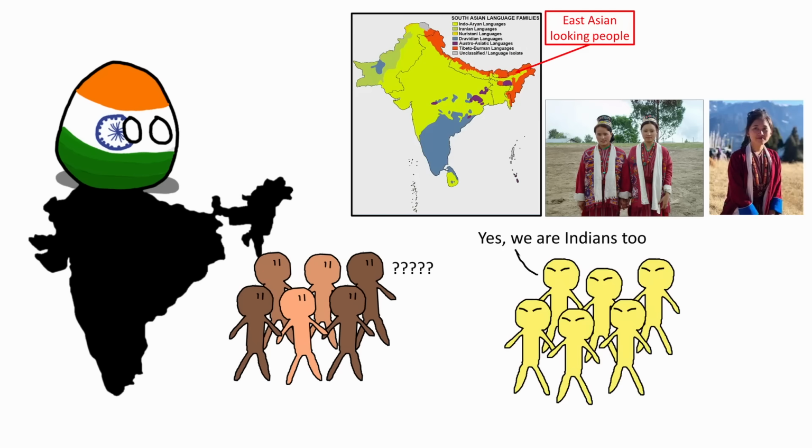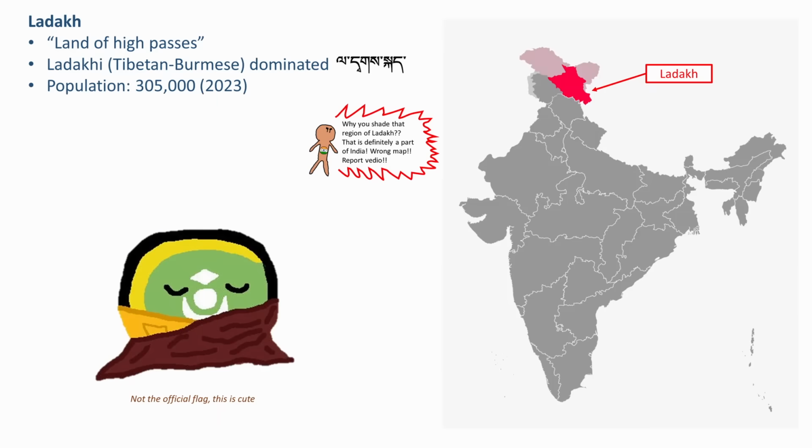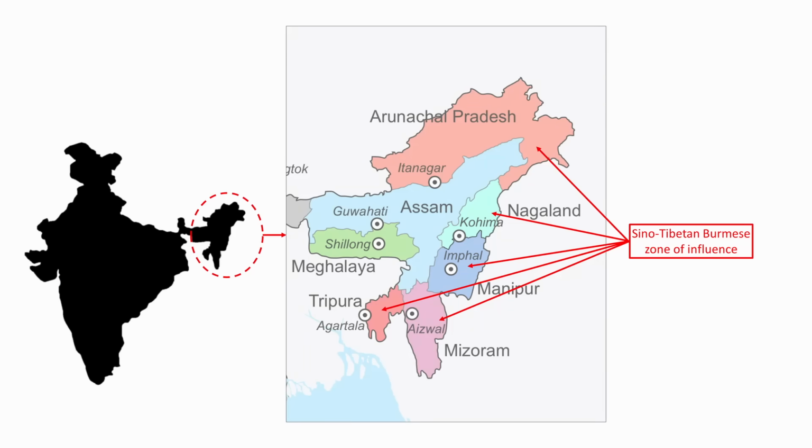In India, there are East Asian-looking Tibetan-Burmese-speaking people too, which formed the transitional cultural zone with the Sinosphere. At the top, there is the Union Territory of Ladakh, basically India's Tibet. Five of the seven sister states of India are dominated by Sino-Tibetan Burmese-speaking tribes.